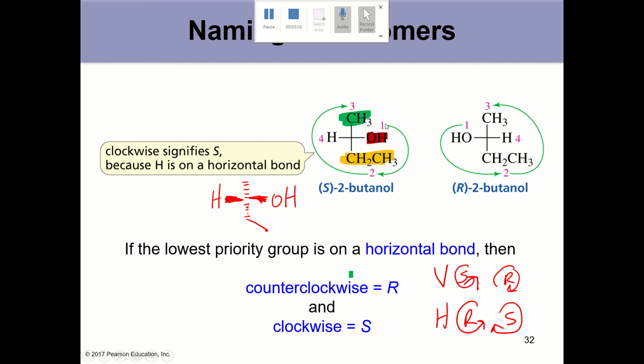And again, once you have them labeled as 1, 2, 3, or 4, hydroxyl being 1, ethyl being 2, methyl being 3, you move from 1 to 2 and from 2 to 3, and the direction that it is going is clockwise. And because it's on a horizontal bond, that is the S isomer.